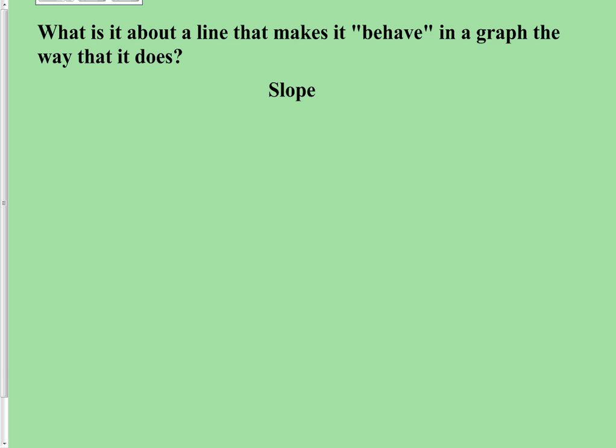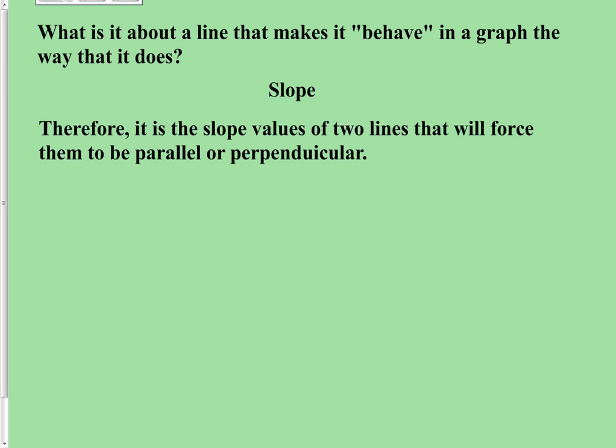Slope tells the graph whether it wants to move up from left to right, or whether it wants to move downward from left to right, whether it wants to rise up in a hurry or rise up very slowly, whether it wants to be horizontal, whether it wants to be vertical. Slope gives the line that information. Therefore, it is the slope values of two lines that will force them to be parallel or perpendicular. Two different lines will have two different behaviors, and if they are behaving in certain ways with respect to each other, it's possible they might be parallel or perpendicular within a graph.